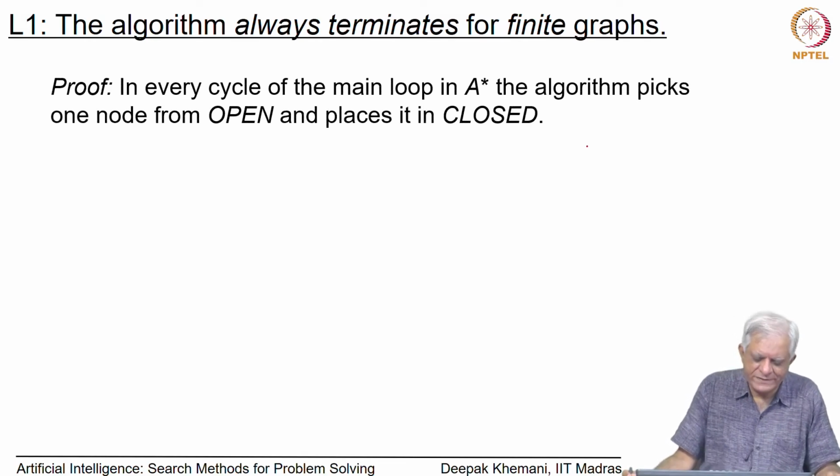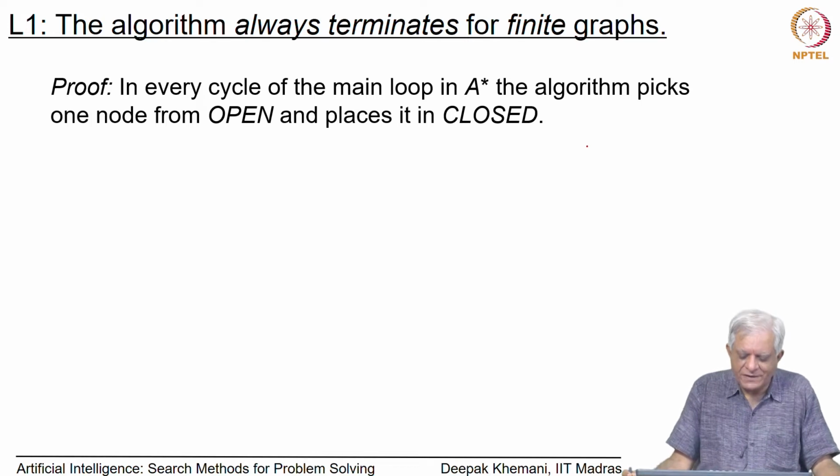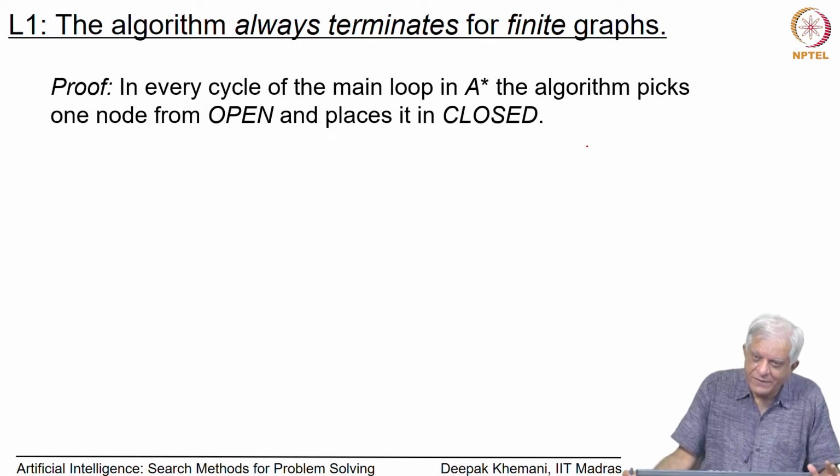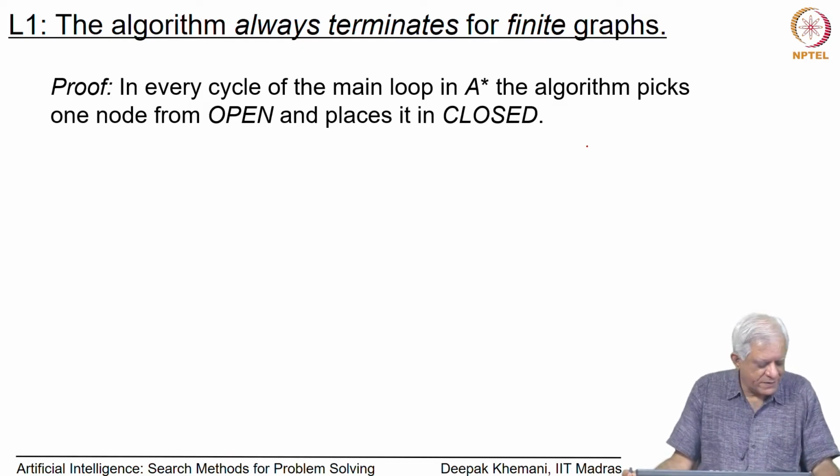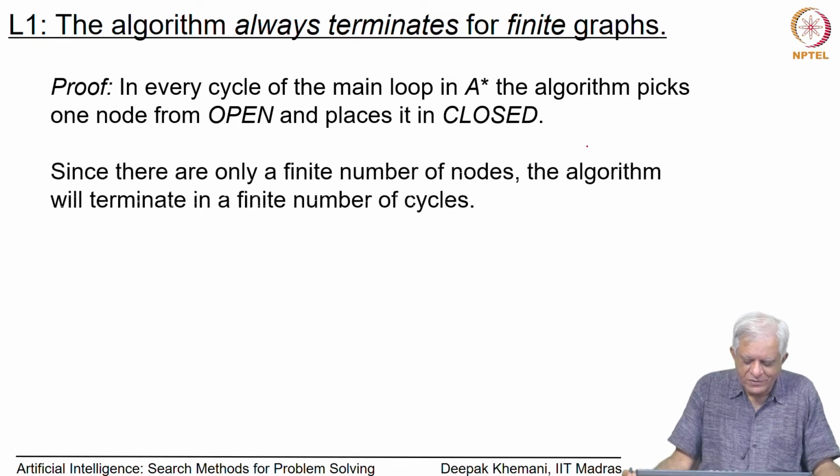The proof is similar: remember that in every cycle of the loop the algorithm picks one node from open and adds it to closed, and like Dijkstra's algorithm, it only keeps one copy of every node. So, it cannot have duplicate copies of nodes. So, in every cycle it will pick one node from open and add it to closed, and since the number of nodes in the graph is finite, as we have said, the algorithm will terminate in a finite number of cycles.